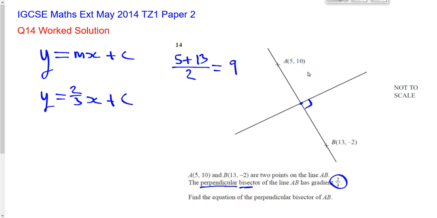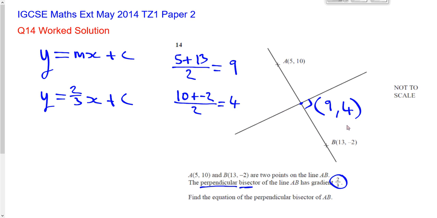And then we're going to find the average between 10 and negative 2 for y. So we're going to say 10 plus negative 2 divided by 2. So 10 plus negative 2 is 8, divided by 2 is equal to 4. So this midpoint is going to be our x component, which is 9, and our y component, which is 4. So now we know a point on the line.